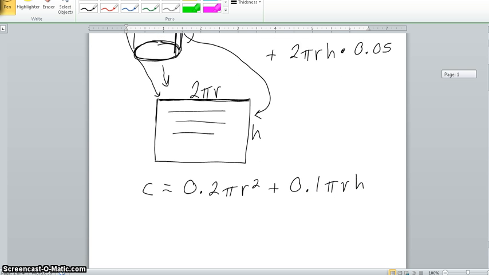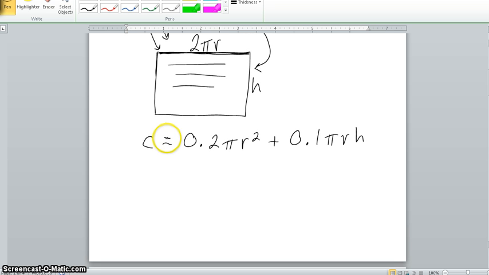And where I'm at is I want to find the cheapest possible can. In other words, I want to take this cost function and minimize it, which in terms of calculus means we want to take the derivative, set it equal to 0, and solve. The problem is that I've got two variables in this cost equation. I've got an r and I've got an h.